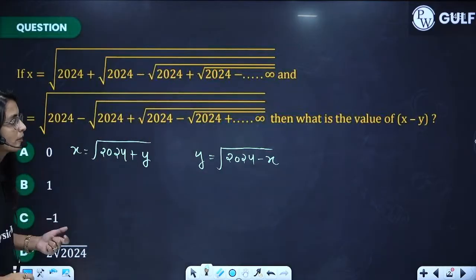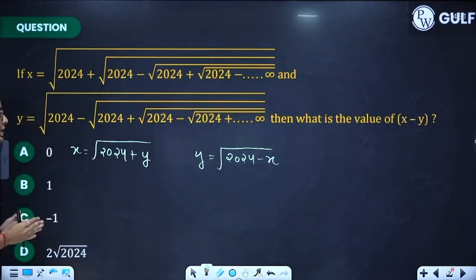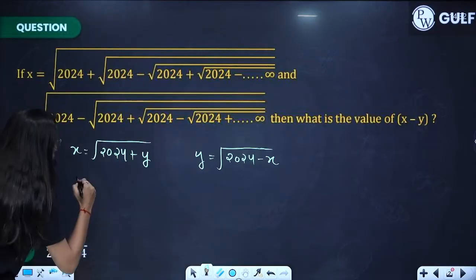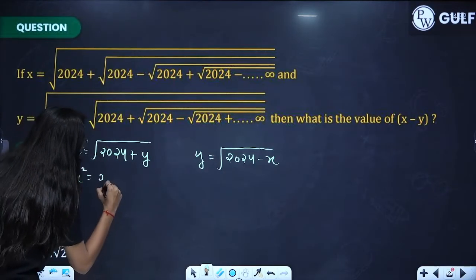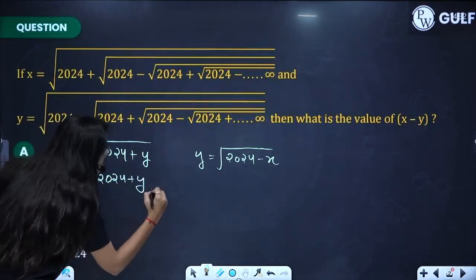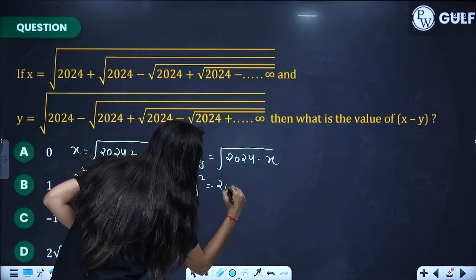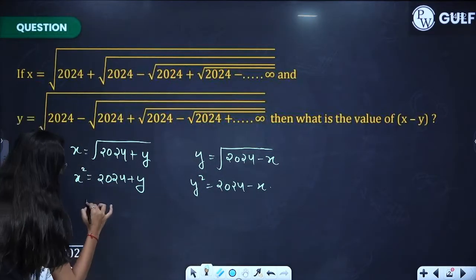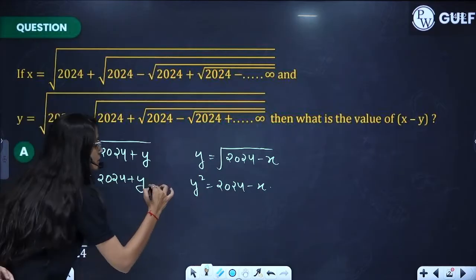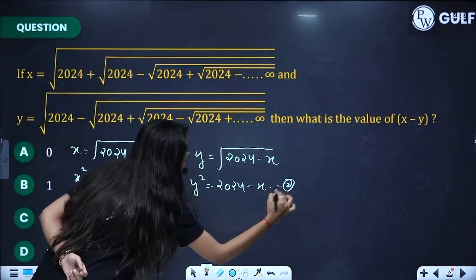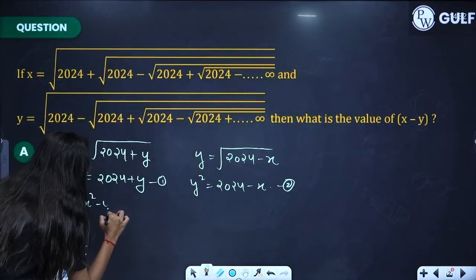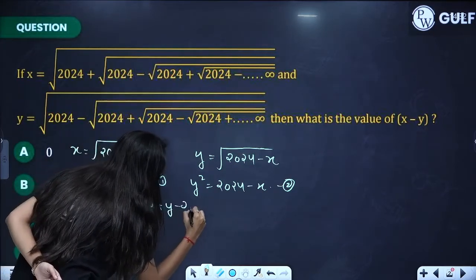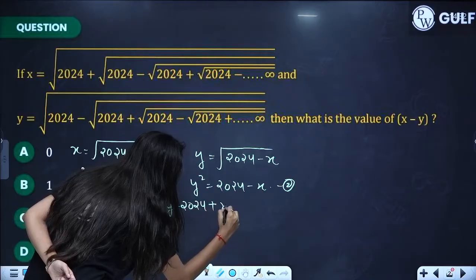Now I need to obtain the value of x minus y. For that, let's do a bit more. Let's square both sides of both the equations. So here I'm getting x square equals 2024 plus y, and y square equals 2024 minus x. Let me subtract x square and y square, subtracting equation 1 and 2. You'll get x square minus y square equals 2024 plus y minus 2024 plus x.